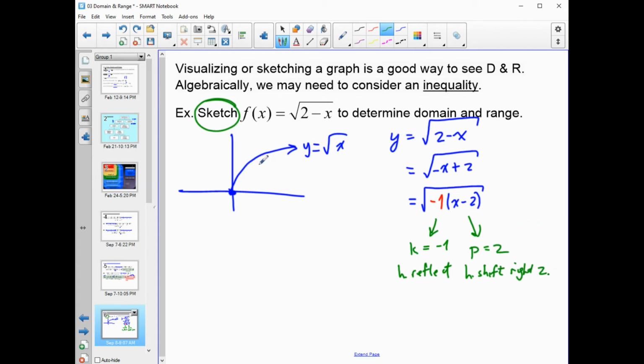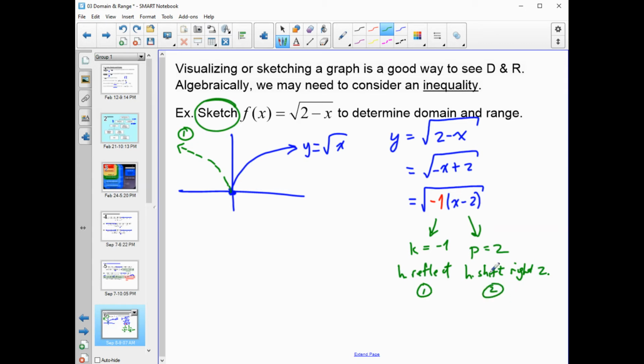So now let's take our sketch that we have here, and let's think about, well, what does a horizontal reflection look like? Just the horizontal reflection looks something like that. So I'm going to label that transformation number 1.